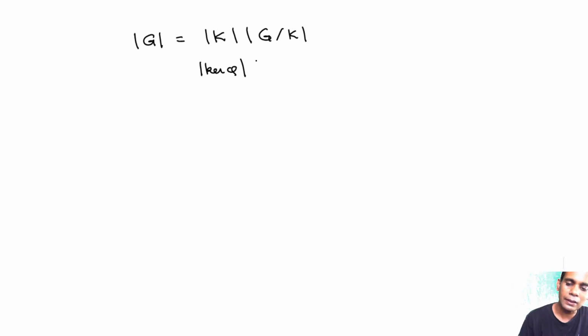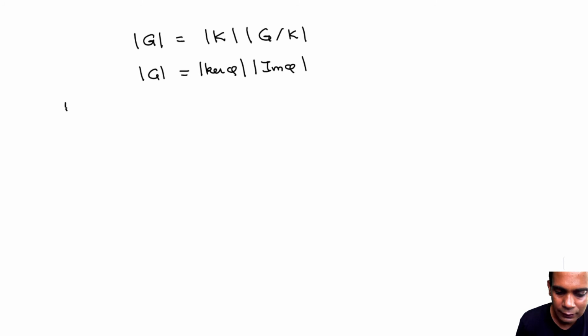Now what we know is that the cardinality of G is equal to the cardinality of K times the cardinality of G mod K. So this is just of course the cardinality of kernel phi, and we just saw that the cosets of K correspond to points in the image of phi. So this is the cardinality of image phi. So what we have is this.